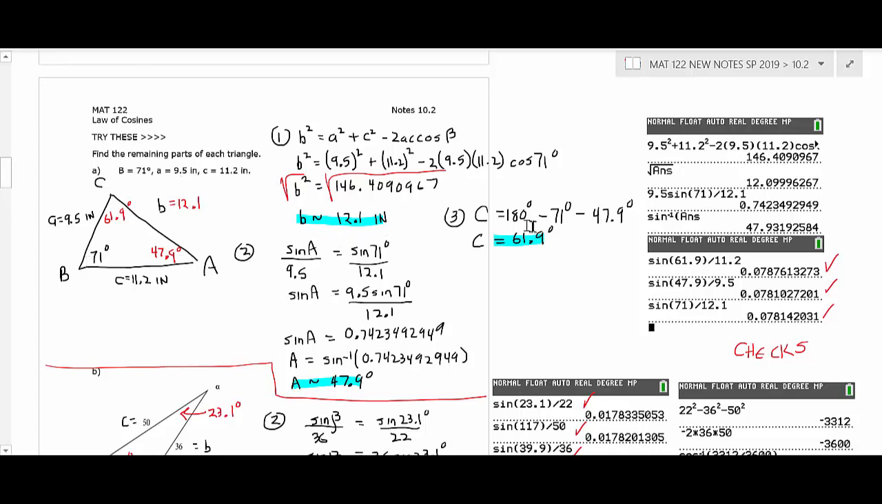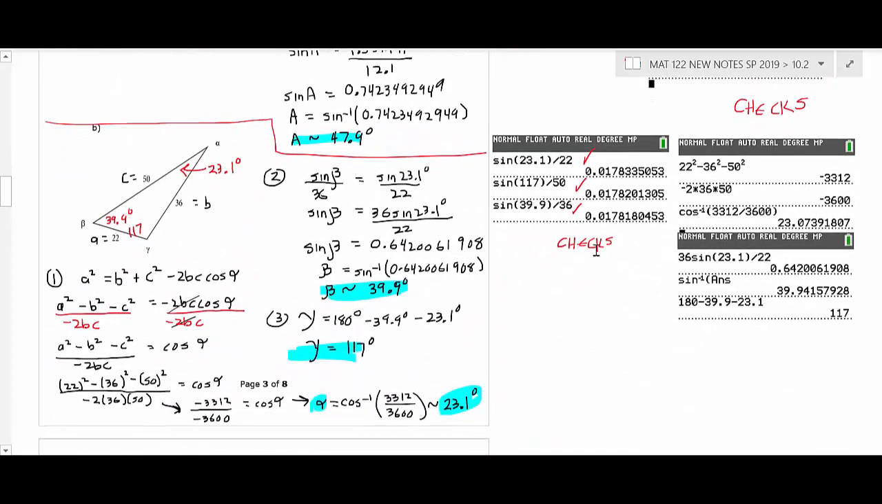Now from here it's up to you. You could also find angle C before you found angle A. It doesn't matter. I just decided to match up the sine of A with its opposite side and the sine of 71 with its opposite side. So I got 47.9. Once I have that angle, you can always find that last angle by subtracting the two angles from 180. So that's what I did there. You could have done this slightly differently by finding C before you find A.